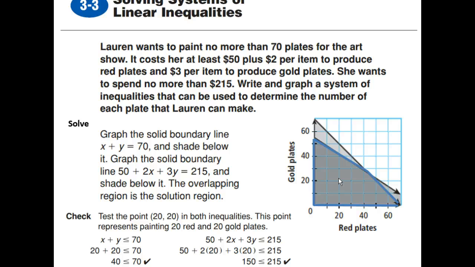We're going to plug in a value that falls into these. So we're choosing 20, 20 because that's easy to work with and it clearly falls into the shaded area. Plugging 20 into this equation gives us 40 is less than 70. Plugging 20 into this equation gives me 150, which is clearly less than 215.